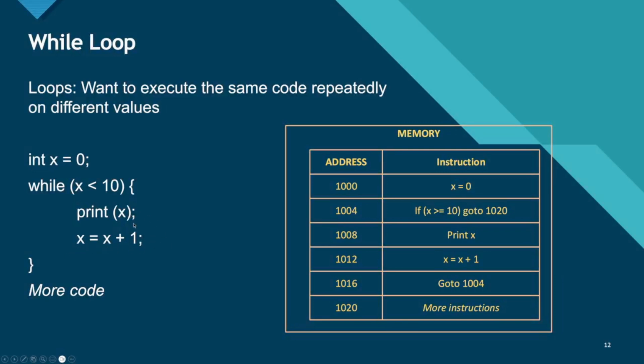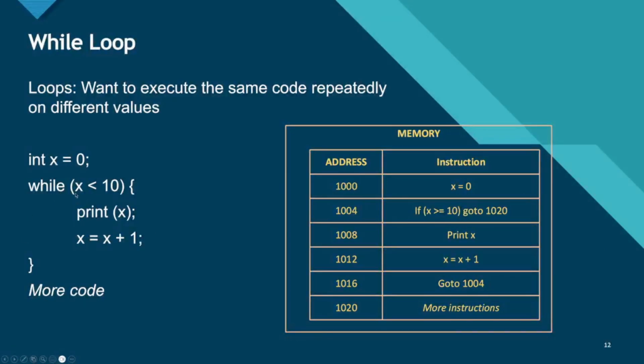It's going to keep doing this up until when x becomes 9. So 9 is less than 10. Then we print 9, x equals 9 plus 1, that's 10, and then it comes back up. So again, over here, x equals 9 plus 1, that means 10. Then up here, it's going to say if x is greater than or equal to 10. So 9 plus 1 was 10, so x is now equal to 10. So if 10 is equal to 10, go to 1020. So we jump down here to 1020 and we skip the loop.